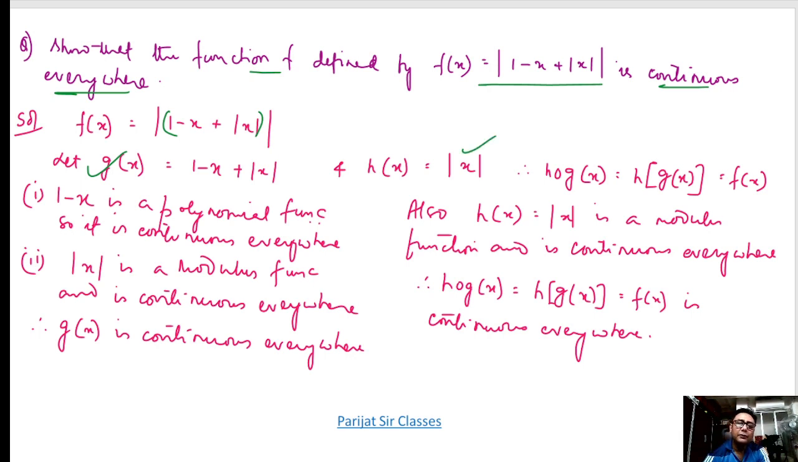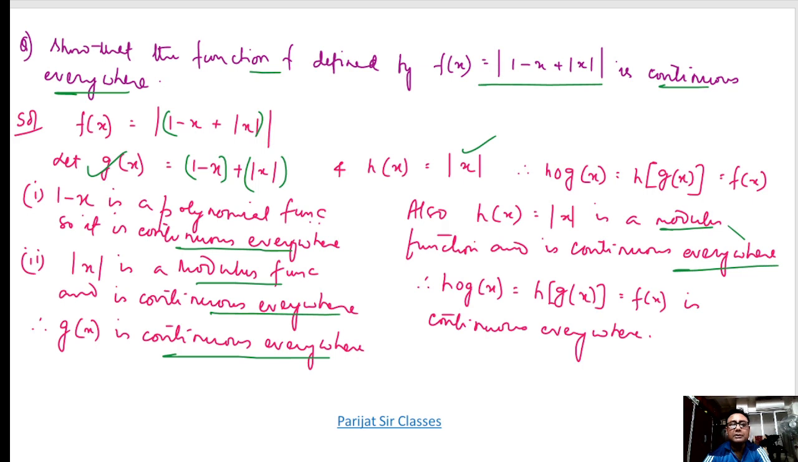So in this function there are again two parts. One is a polynomial function and one is a modulus function. We know polynomial function is continuous everywhere. We know modulus function is continuous everywhere. So g(x) is continuous everywhere. Similarly, this is a mod function, so modulus function is continuous everywhere.